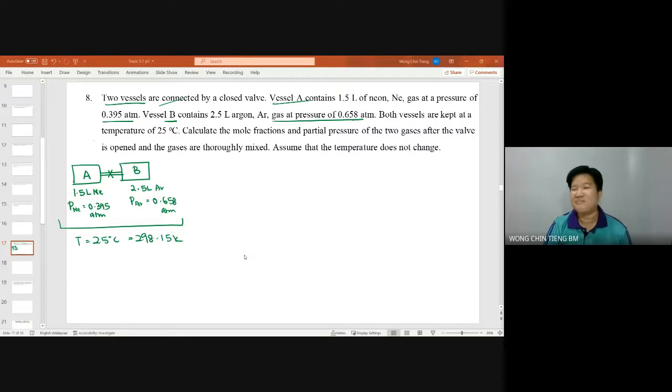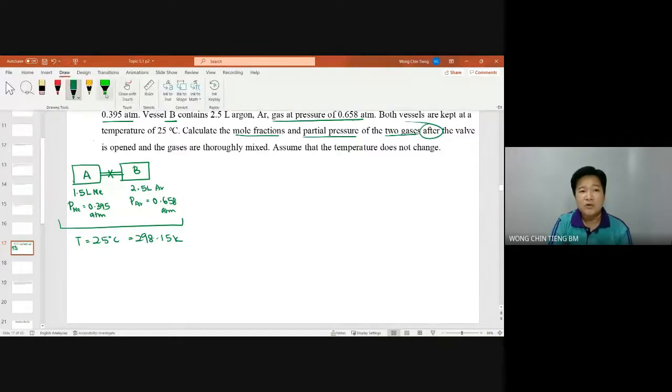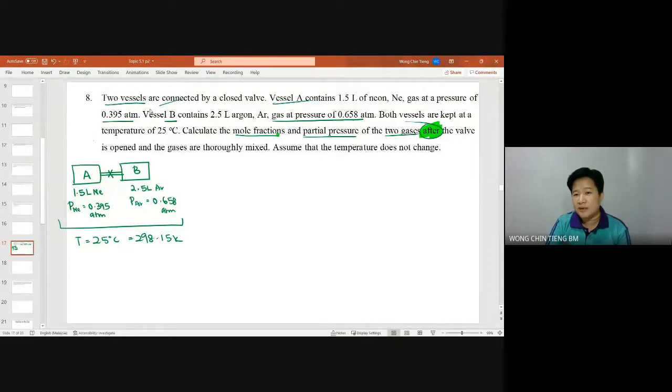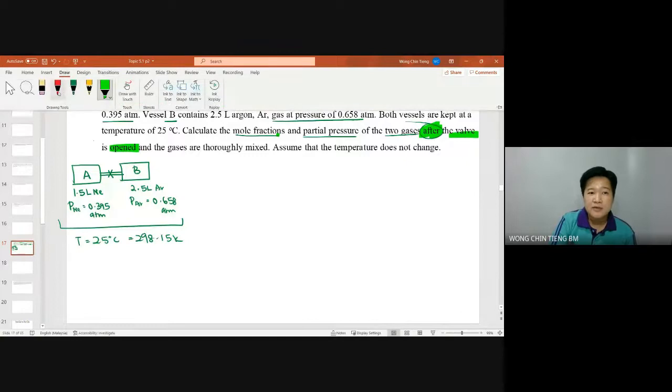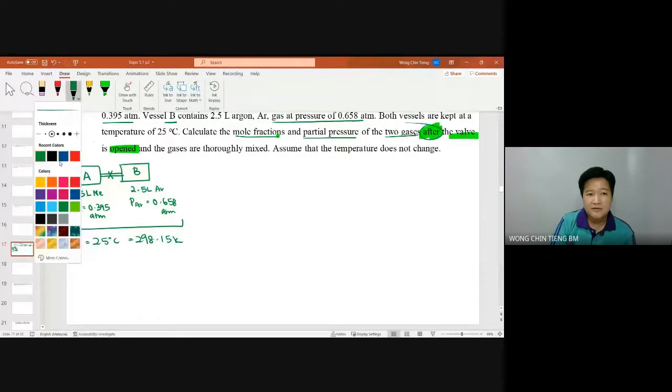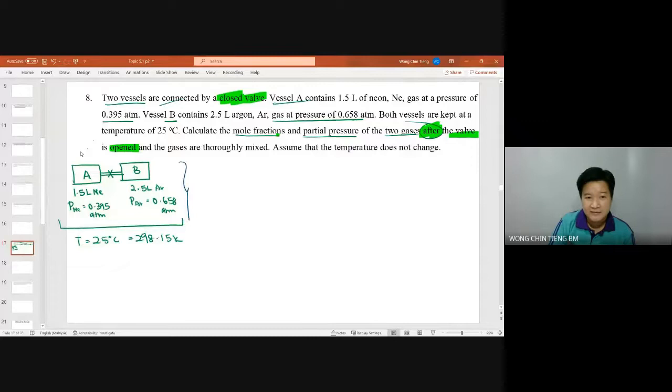Where we are? Temperature. Tak tahu nak guna ke tak, tapi tukar Kelvin. Okay? Calculate the mole fraction and the partial pressure of the two gases after the valve is open. The only thing that tricks you, this one. Alright? Tadi close valve. Sekarang valve is open. Itu je. So, dengan kata lain, semua yang saya bagi ke atas sekarang, this is when the valve is closed. So right now, we want to move to the valve is open.